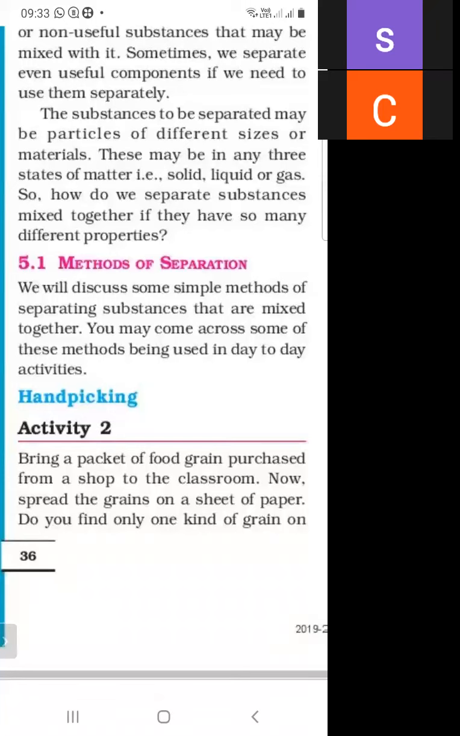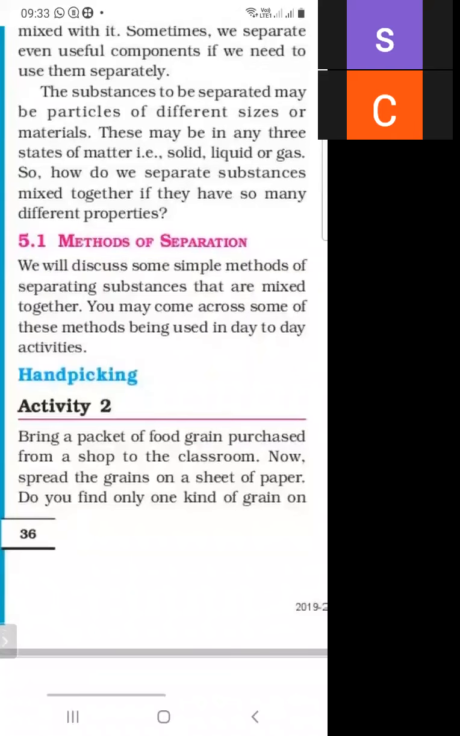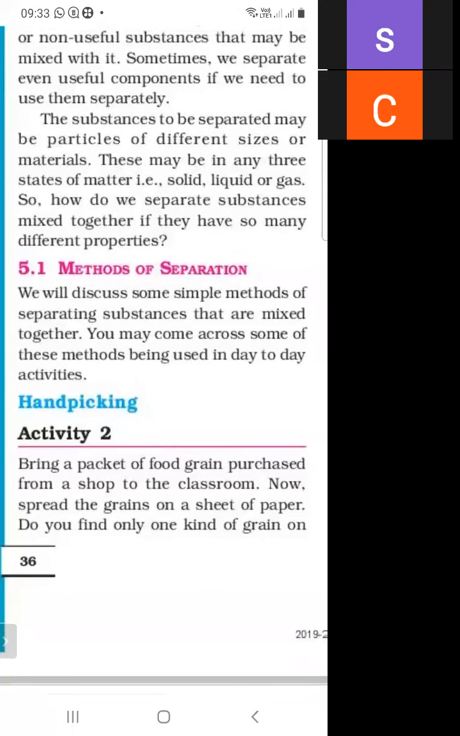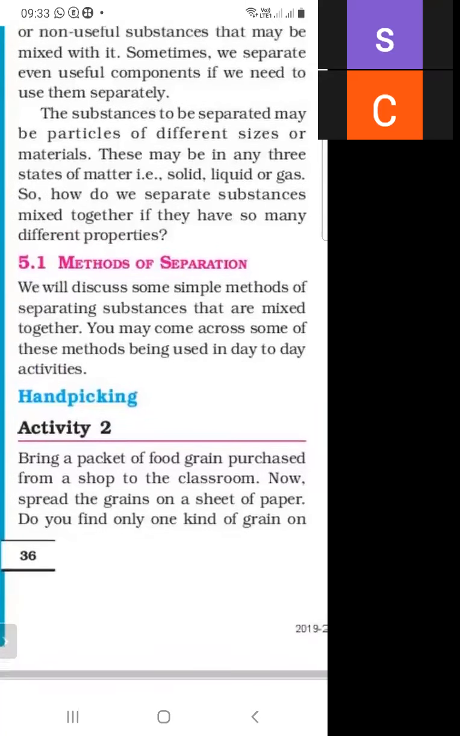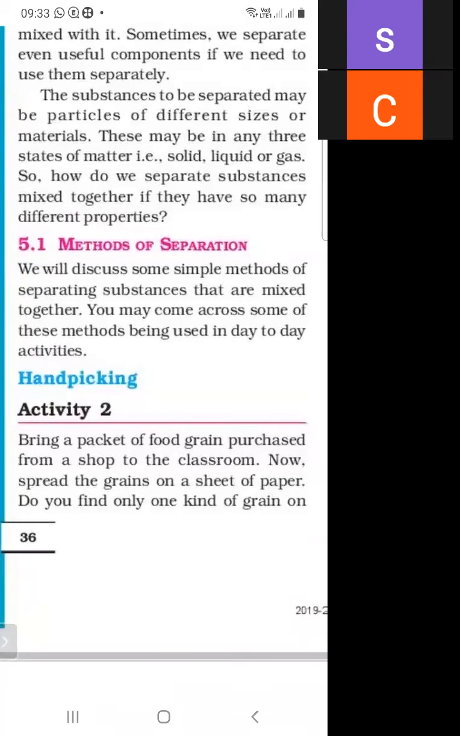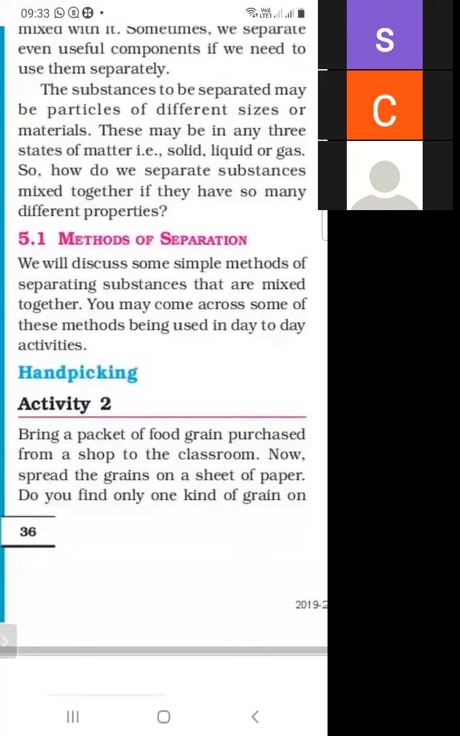Next is activity 2. So we will discuss activity 2. And what is activity 2? Bring a packet of food grain purchased from a shop to the classroom. Firstly, we will purchase the food grain packet from the shop, and then we will bring this packet to the classroom. Now spread the grains on a sheet of paper.